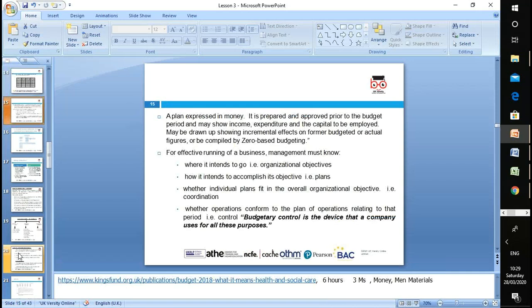Okay, next, of course, what we are looking at next is our budget. So second, we are looking at the cash budget, 3.2. A plan expressed in money, it is expressed prior to the budget period and shows the income and expenditures. So we look at the budget. What is meant by budget? Budget is a financial control, yes? Budget is a financial plan, where we are, where we want to go.